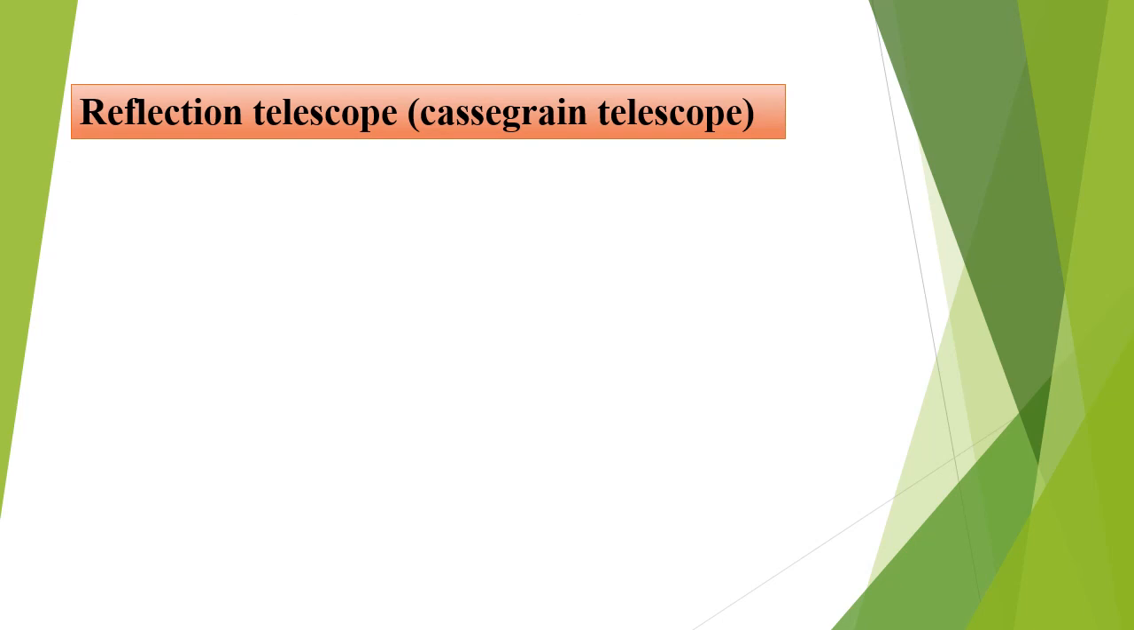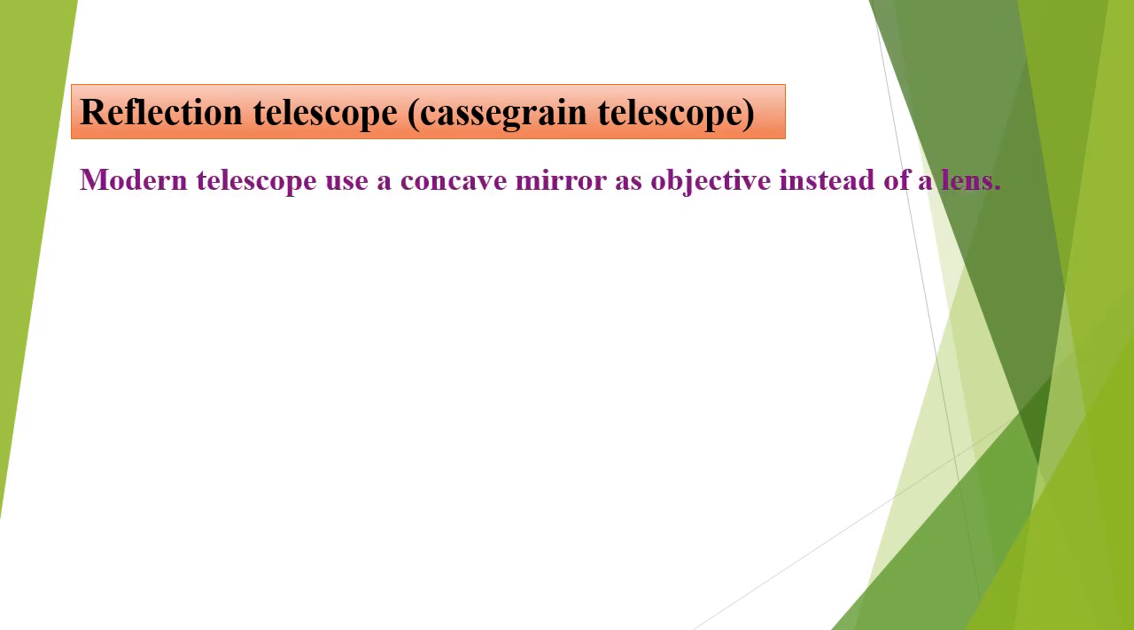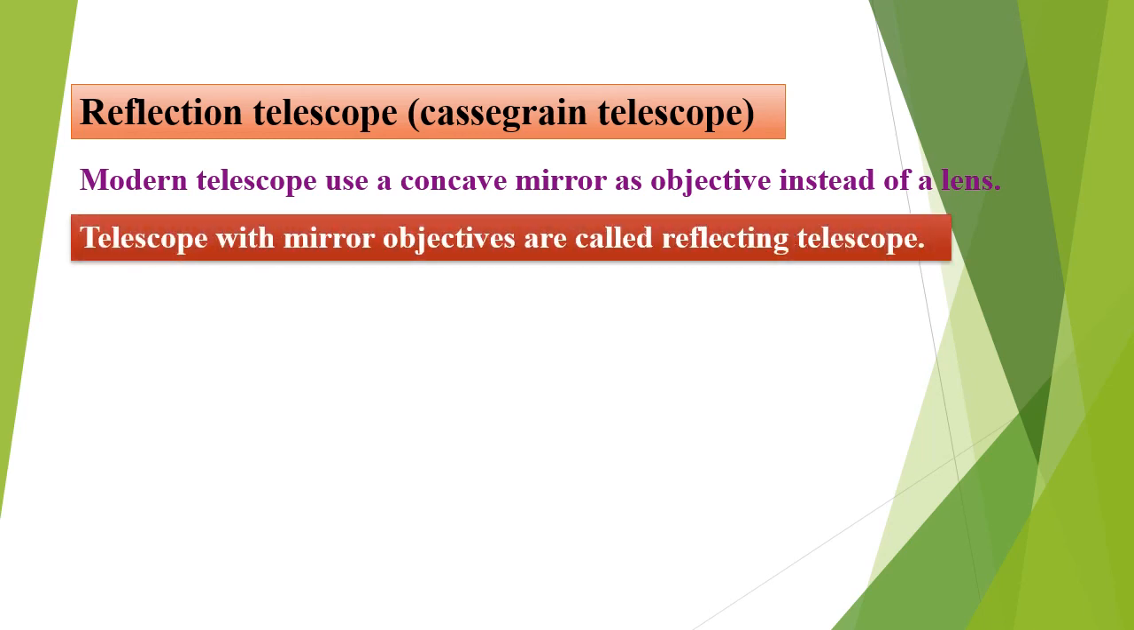A reflecting telescope, that is a Cassegrain telescope. The modern telescope uses a concave mirror as the objective instead of lenses. Why are we using this? Because using a lens with a large aperture is a more critical condition to handle because of its greater mass, and it must be made of glass, which makes it heavier and difficult to handle. Therefore we use a reflecting medium which is lightweight. So modern telescopes use a concave mirror as an objective instead of a lens.